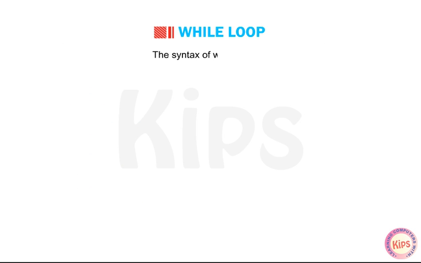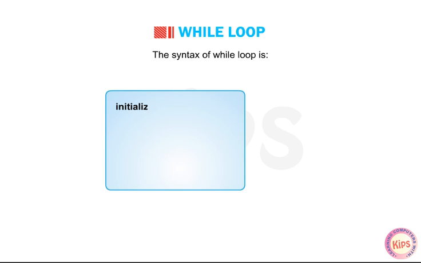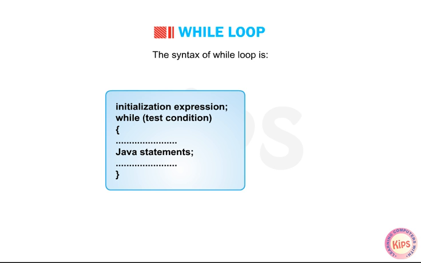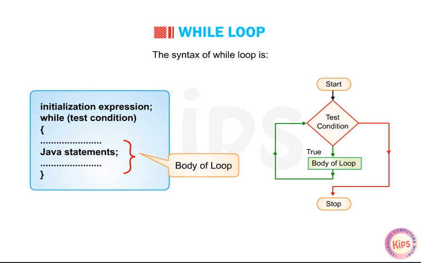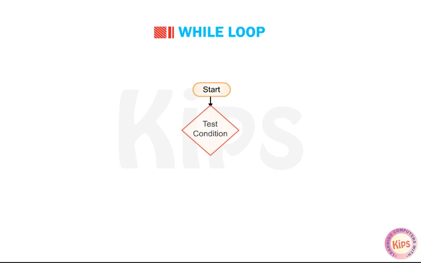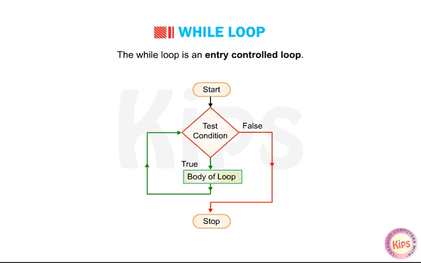The syntax of the while loop is: initialization expression; while (test condition) { // braces in Java; statement; // body of loop }. Start: test condition, body of loop if true. Stop if false. The while loop is an entry control loop.